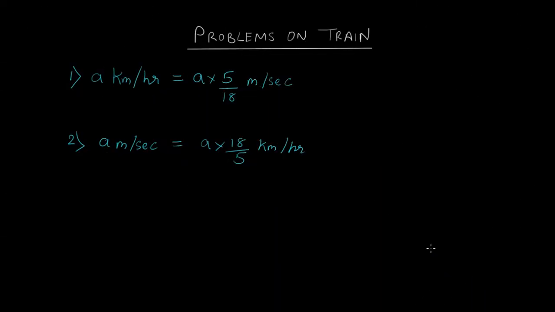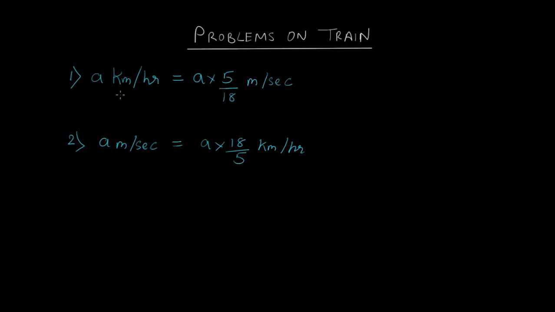So before we actually start solving the numericals, let's see some important concepts about problems on train and let's see some formulas and some derivations. So as you can see on the screen, we have 2 basic formulas. Now here you can see that we have said a kilometer per hour is equal to a into 5/18 meter per second. So this is just a basic conversion between 2 units.